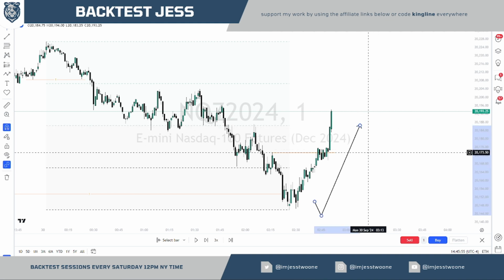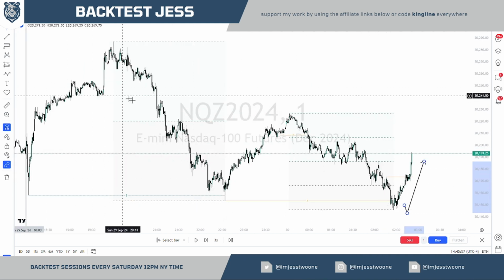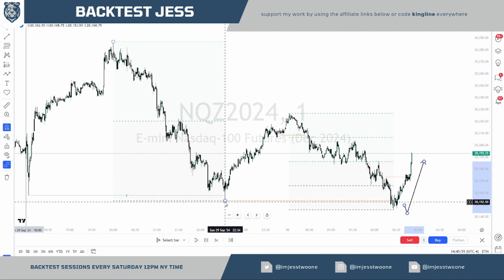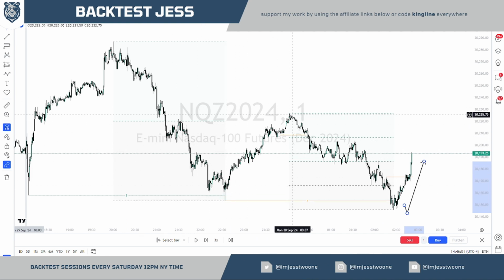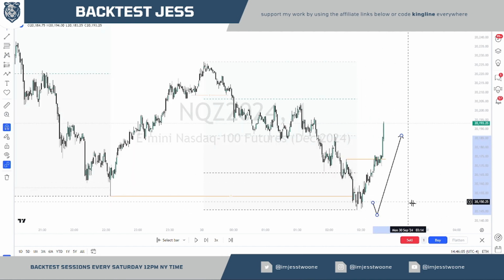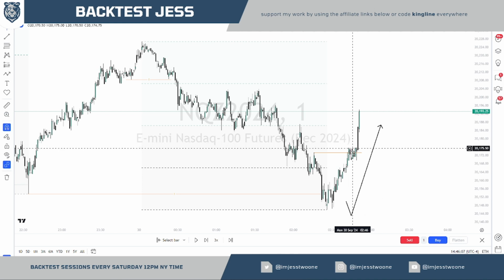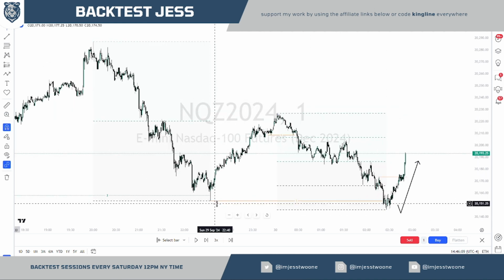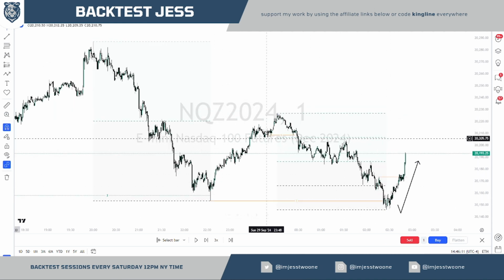Or if we believe these were all run on stops, because we displaced below the low once, we just wicked it, displaced higher, we close below here now, and then we displace higher once more. So it's not staying below lows once we take them out.